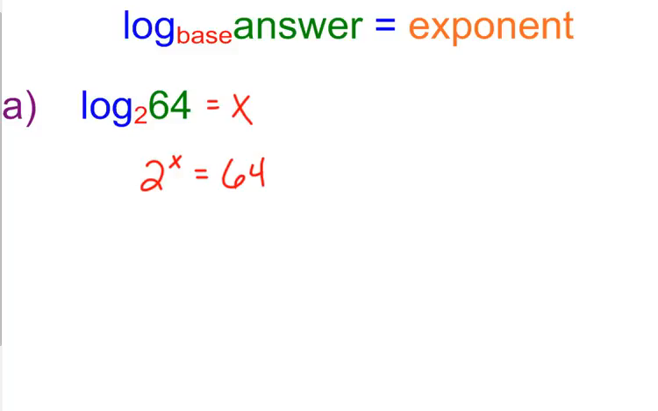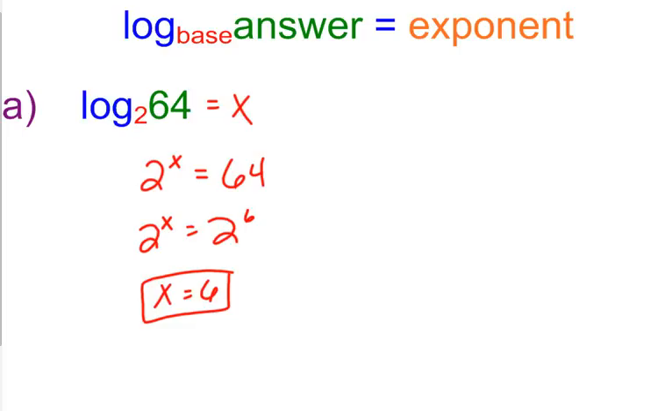Now in A, what I do from here is, this is actually what we learned in lesson 10.1. I'm going to try to use my property of equality and make these be the same base. I know 2 to some power is probably 64, right? So 2 to the 4th we just did, right, was 16. 2 to the 5th would be 32. 2 to the 6th then is 64. So now that my bases are the same, I can say x equals 6. And I have just solved that log.